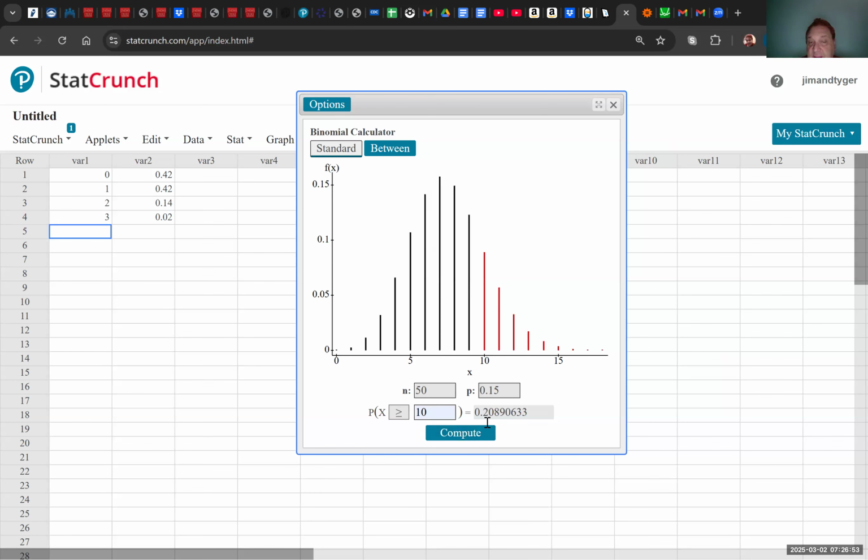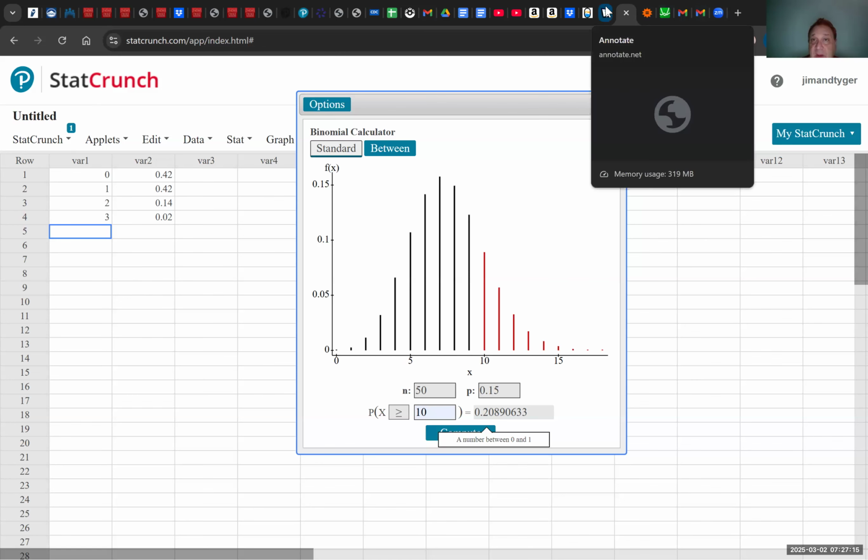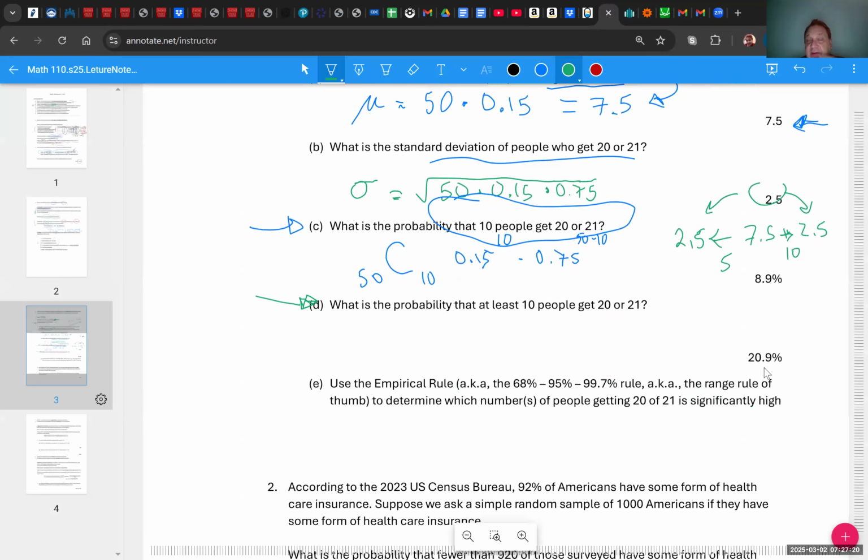And that seems to be about 0.20, 20%, or 0.21, something like that. So this is the probability that, of these 50 people, at least 10 of them get the best earning hand, and it's around 21%, 20.8, 20.9%, something like that. Okay, what do I have? Yeah, 20.9%. There we go. All right, so that's using the StatCrunch calculator to do this kind of problem.